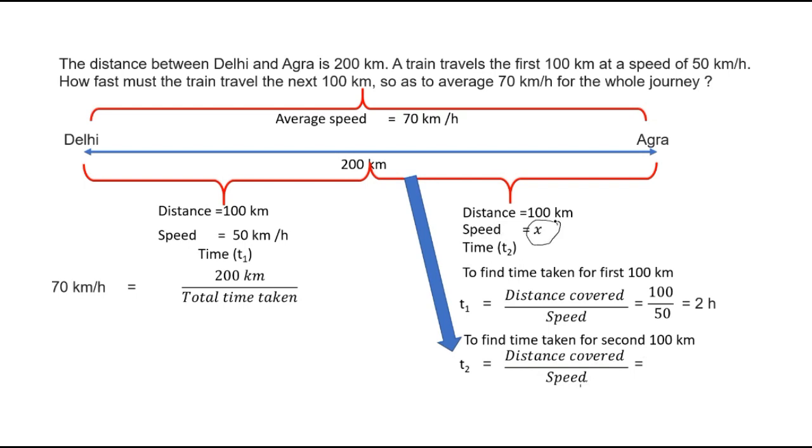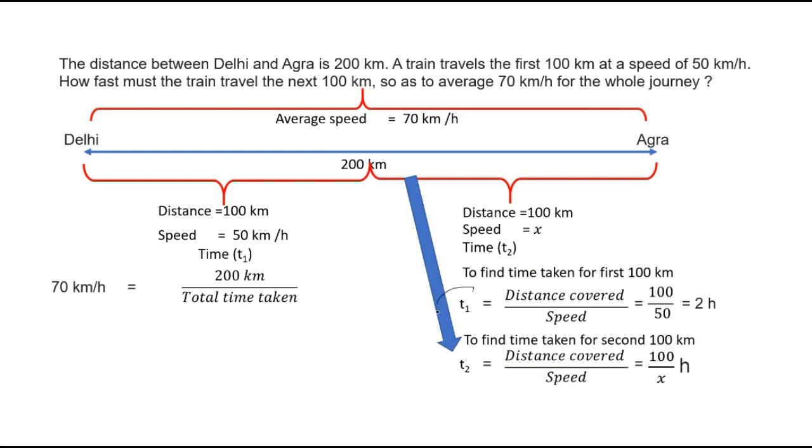So let us consider the speed as x. In the previous case, speed and distance were both given. It was very easy for us, and we got a numerical 2 hours as the time. Now in this case speed is not given, but we can consider this speed as x. So 100 is the distance from here to here, that's very easy, divided by the speed x. So we'll keep 100 divided by x as it is.